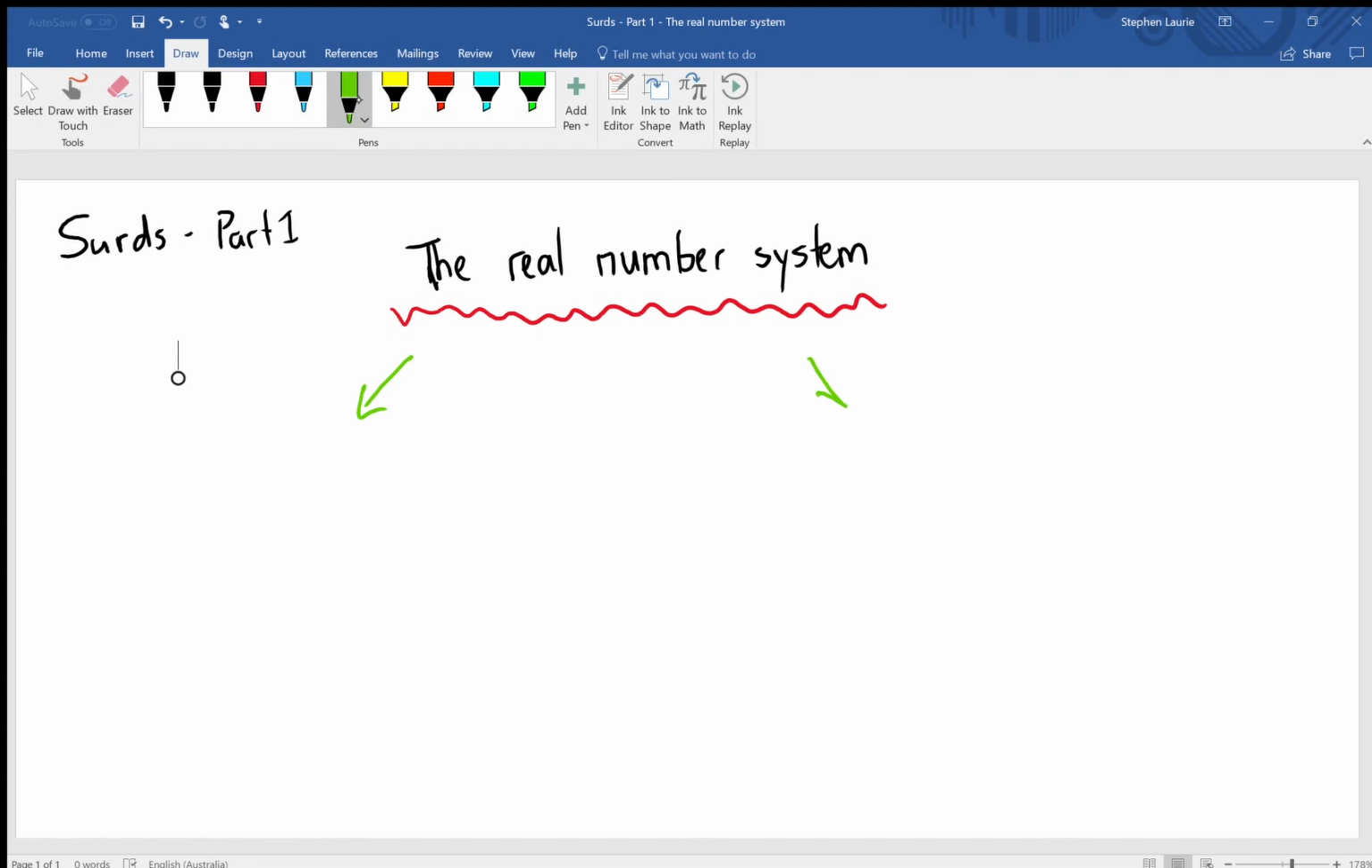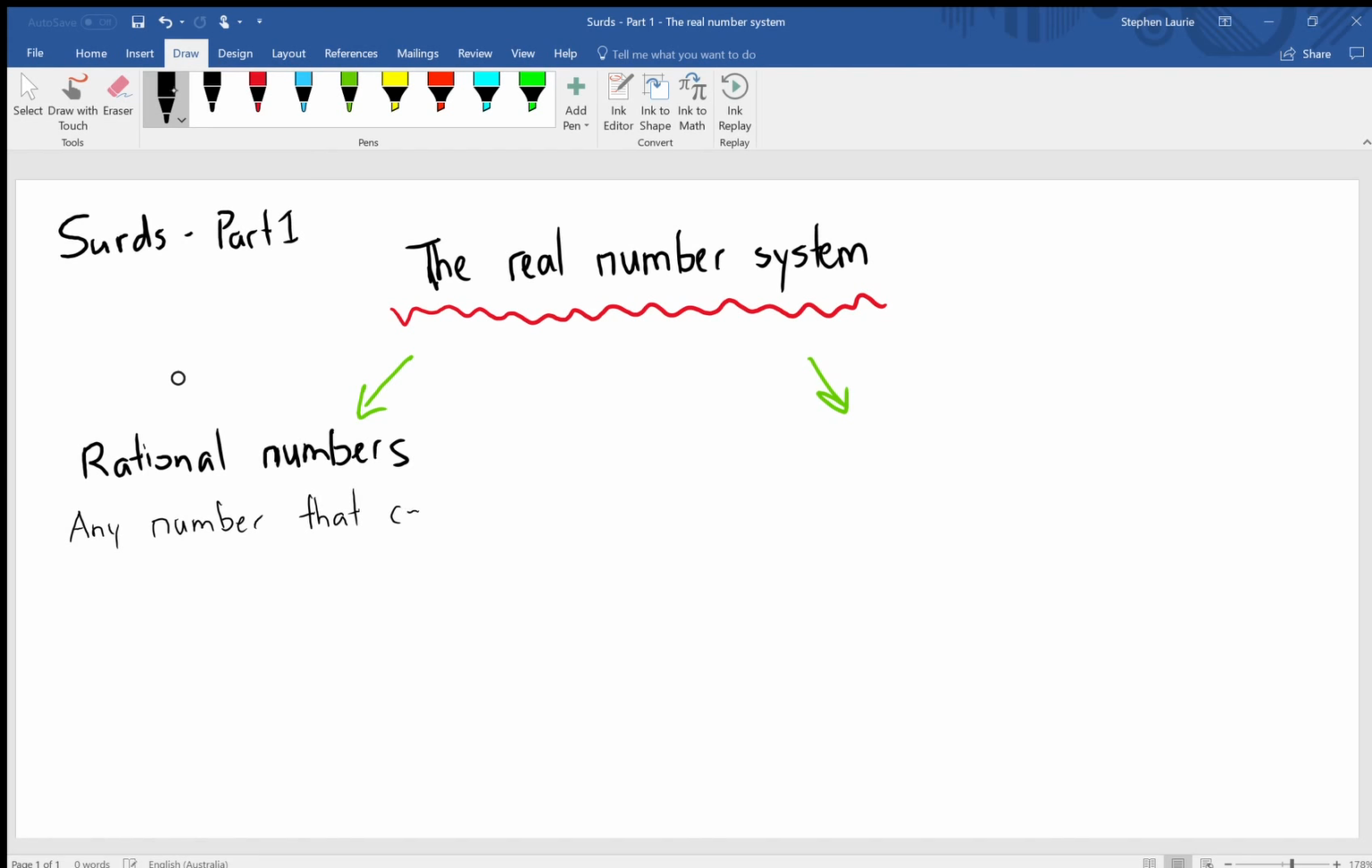Okay, so we'll break our page up into two parts. Let's start with the rational numbers. Rational numbers are what we're more familiar with. Rational numbers really are any number that can be written as a fraction. So let's write that definition out, but we'll just write it a bit more exact.